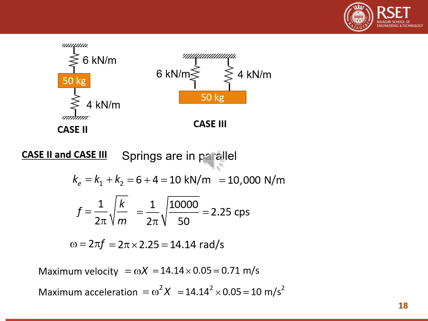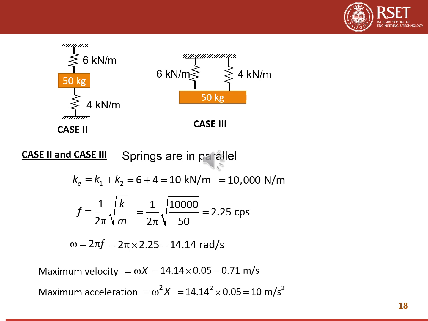Now for the same question in the previous slide, we have the other two cases. We can see two cases here. For both cases, we can note that these springs are in parallel, so we can use the same equation for both. For springs in parallel, the equivalent stiffness is the sum of the stiffnesses, that is Ke will be equal to 10 kN per meter, that is 10,000 Newton per meter.